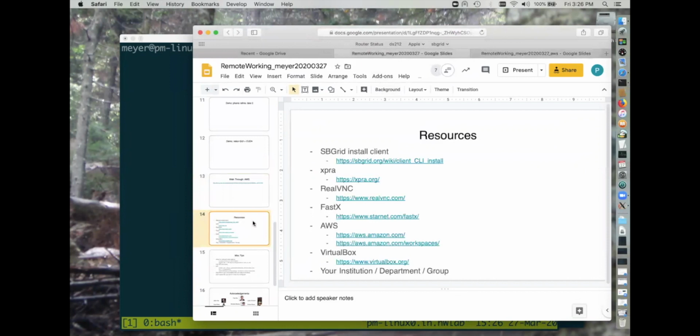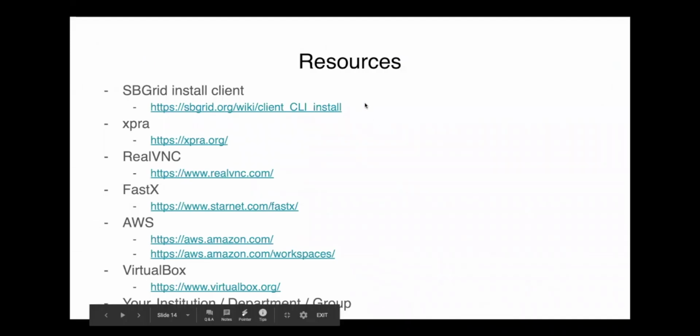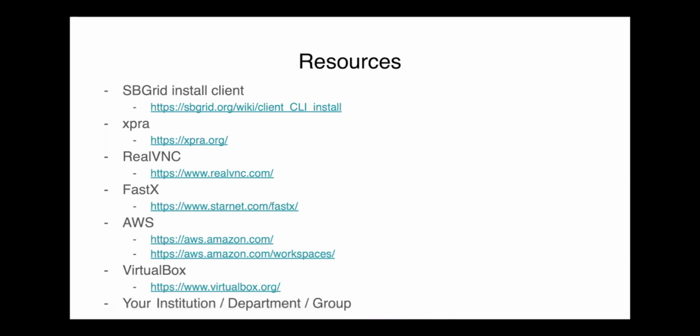And just a few links to resources that we've talked about here in the past. So a link for the SBGrid client installer, that's useful both for installing on home systems and installing on cloud systems. Xpra, which is the tool that I've demonstrated for doing remote desktops, but again, it's one tool. It's open source, and is available there. RealVNC and FastX are two alternative ways of doing remote graphical desktop environments. These are both commercial products. They generally have a prettier GUI than doing SSH tunnels does. So that may be something to consider.